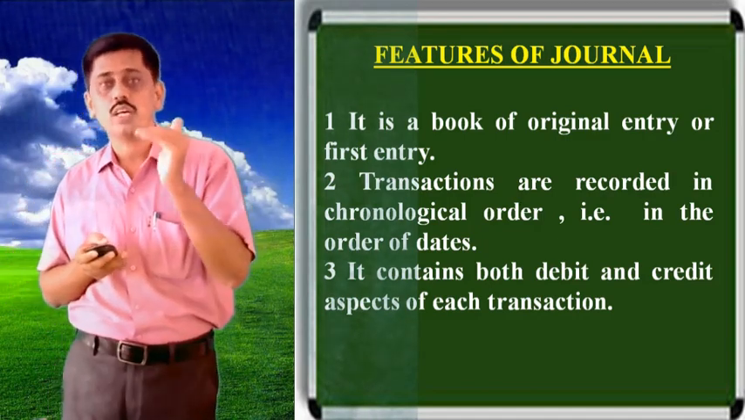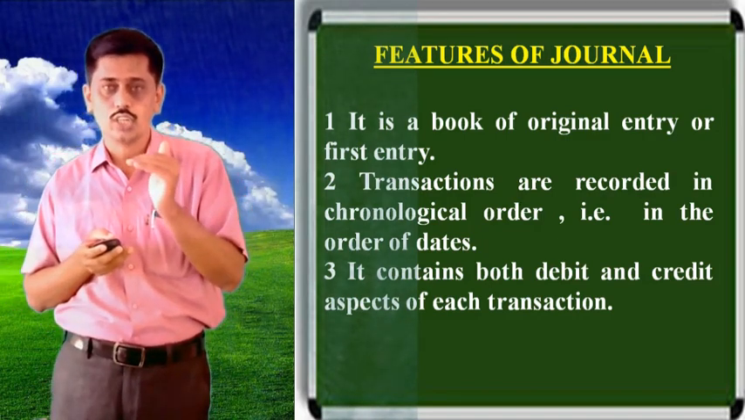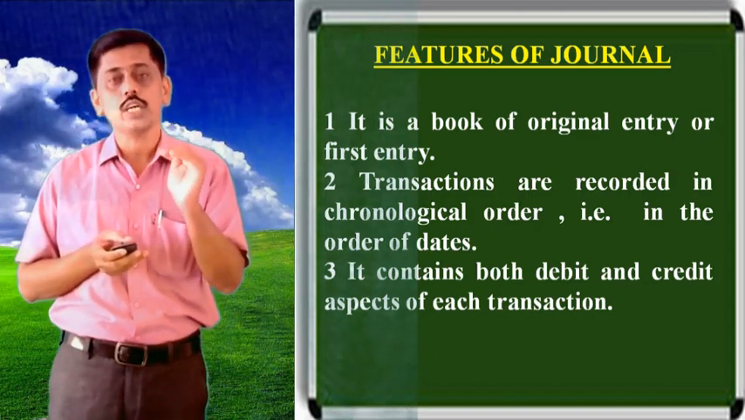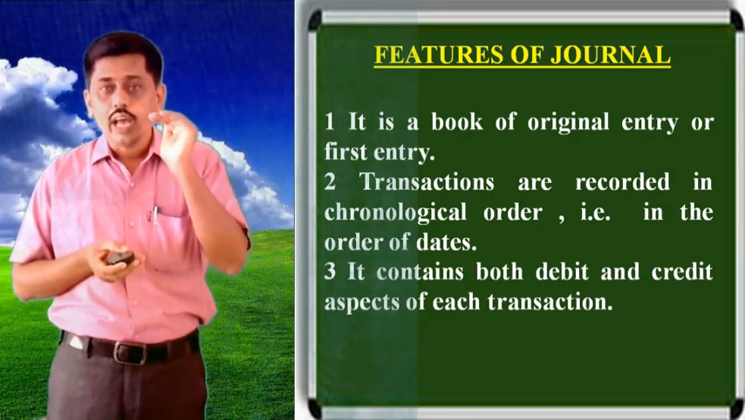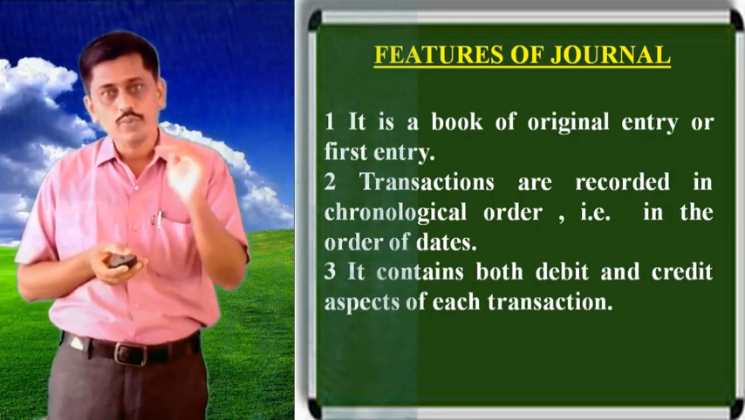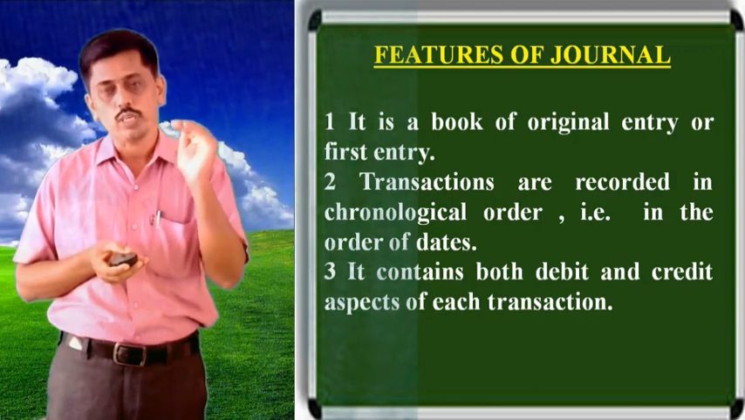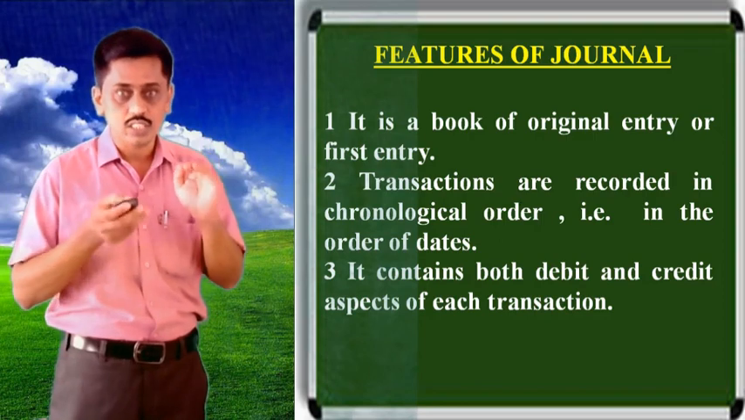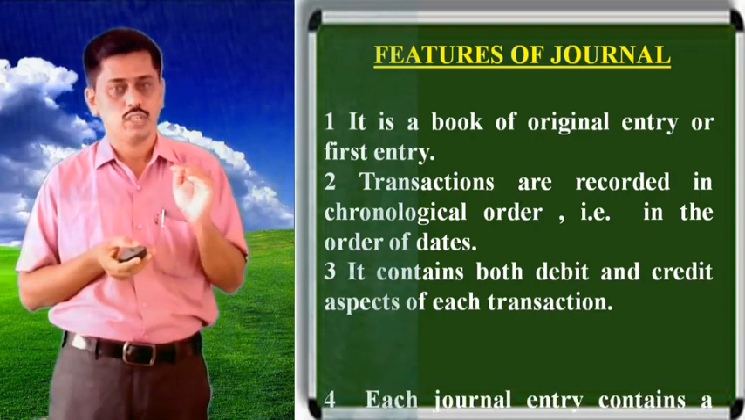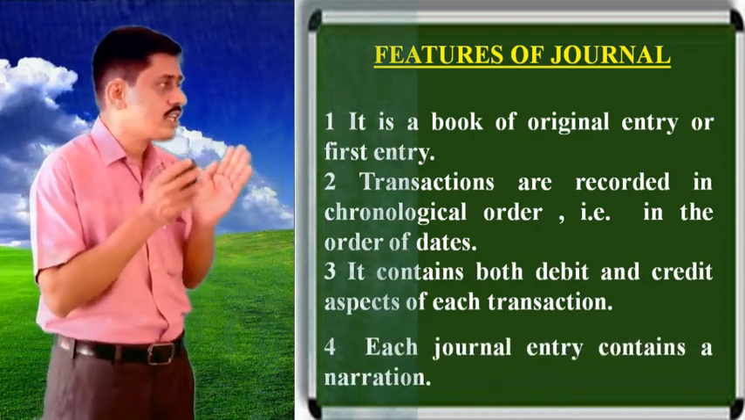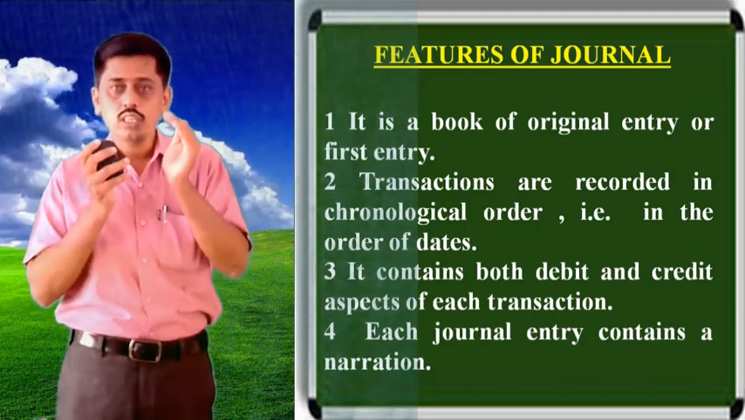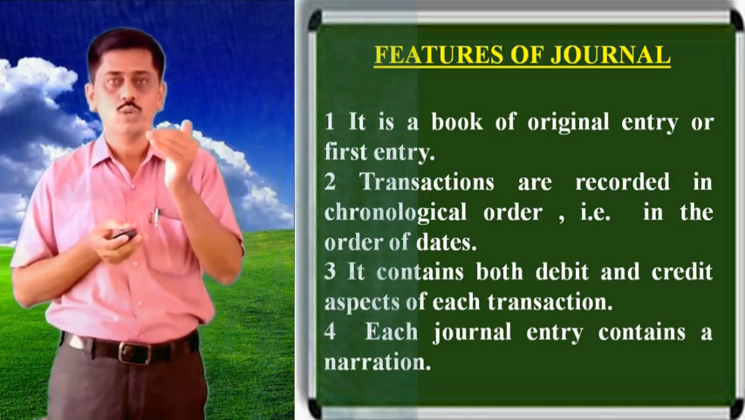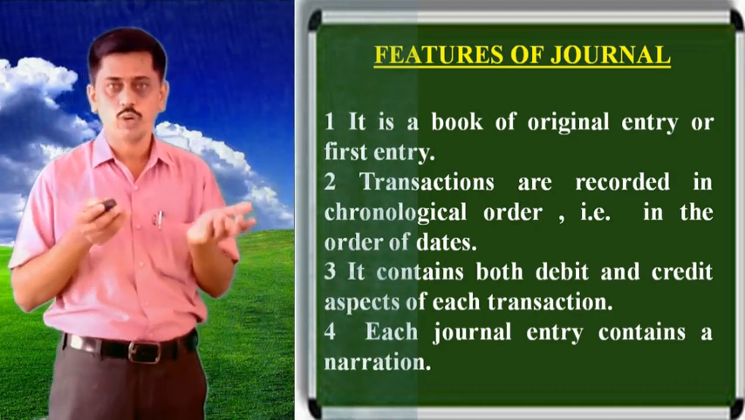And soon after recording the transactions in the journal, the record is supported by a narration, a brief description. It should be supported by a brief description about that transaction, and that description is called narration. So each journal entry is supported by a narration. These are the features of journal. So it's a book of original entry.